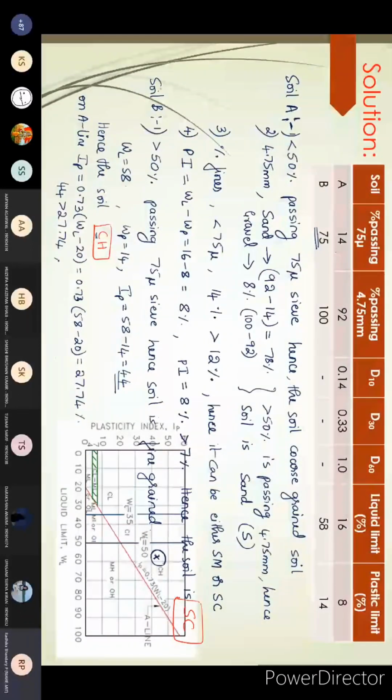Liquid limit is 58%, which is more than 50%. Hence the soil is CH. So both the methods you should know for fine grain soil. If the chart is not given also, you should be able to write it.